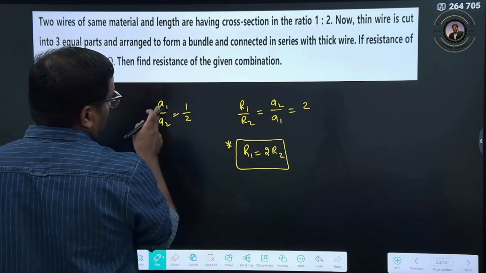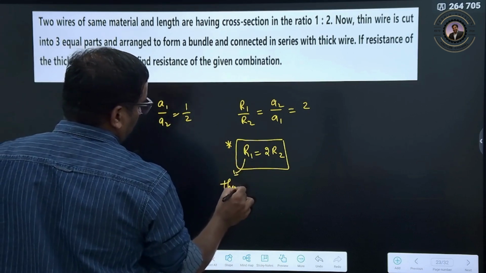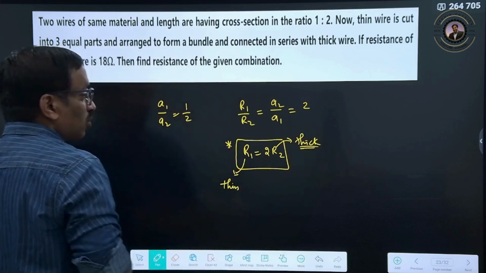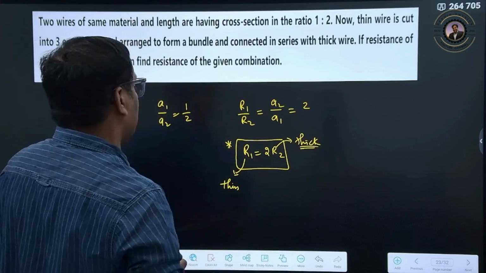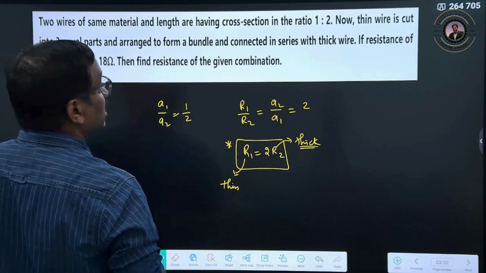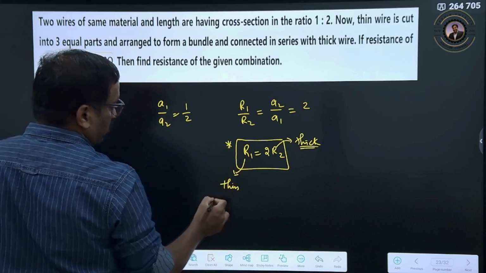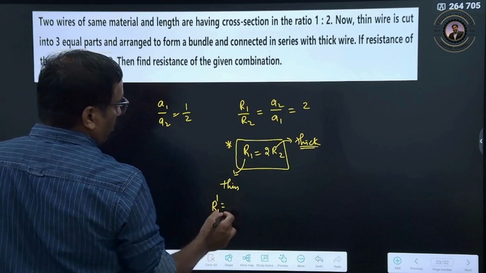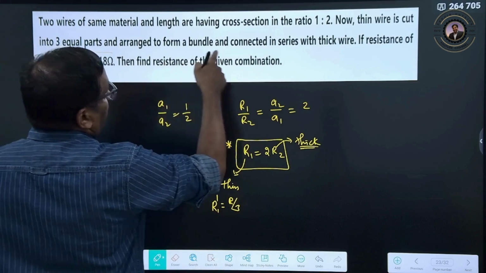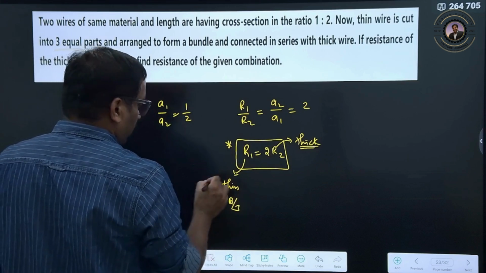So here the area of cross section is smaller, so we can call it a thin wire, and this is the thick wire. Clear? Thick wire will have low resistance, and thin wire will have high resistance. Now this wire is cut into 3 equal parts, so it becomes R1 dash, R1 by 3, and arranged to form a bundle.